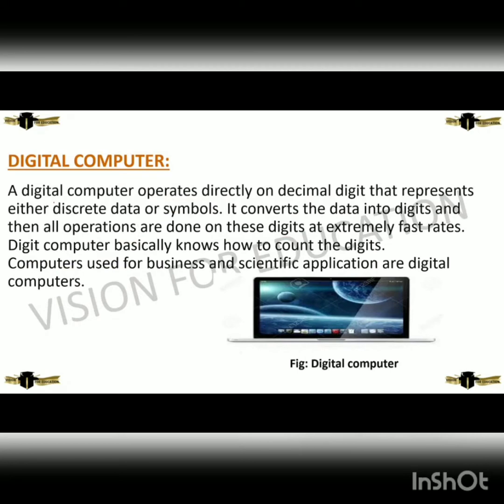Now we'll look into digital computers. What is a digital computer? A digital computer operates directly on decimal digits that represent either discrete data or symbols. It converts the data into digits and then all operations are done on these digits at an extremely fast rate. A digital computer is basically known as a machine that counts digits. Computers used for business and scientific applications are digital computers.